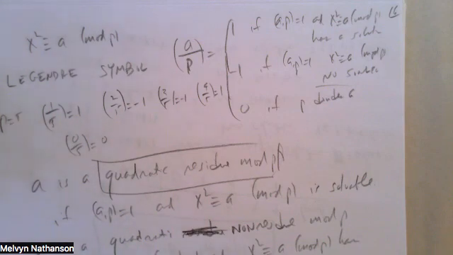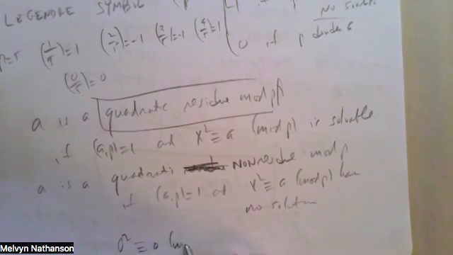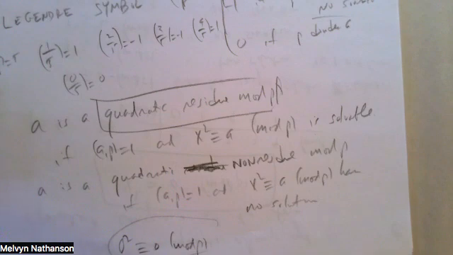And if it's 0, what? So if A is 0, it's not interesting. If A is 0, you can always take 0, and 0 squared is always congruent to 0 mod P. So there's a unique solution, 0 squared congruent to 0. And you don't say 0 is a quadratic residue or non-residue.